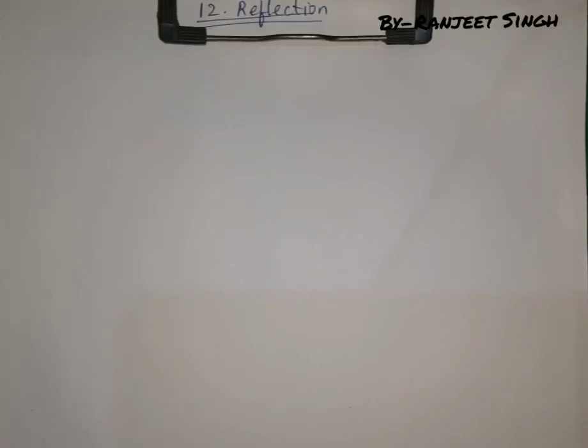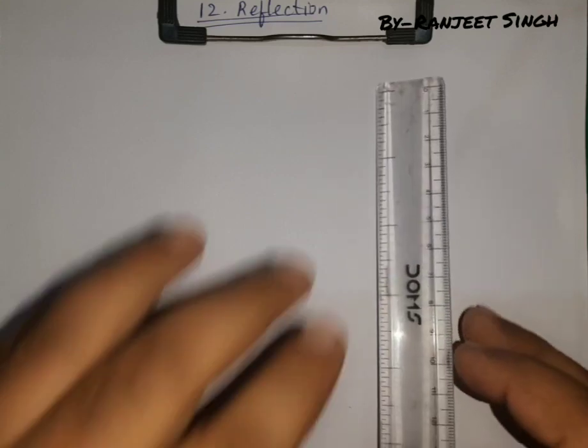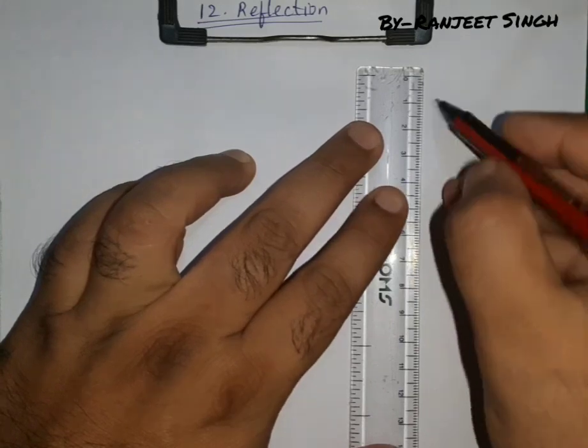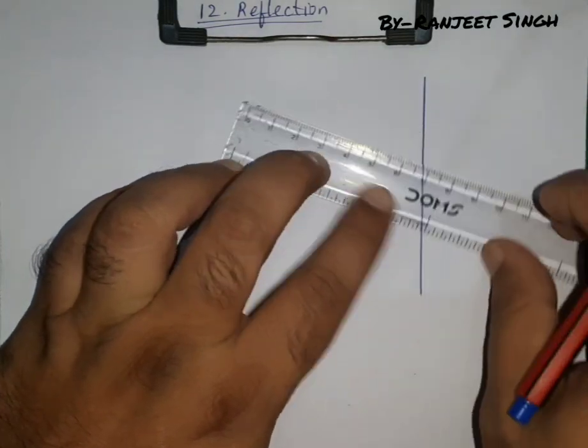Hello students, today we are going to start with our next chapter, chapter number 12, reflection. Before moving on to the topic, let us first revise some of the things that we have done already in coordinate geometry. In coordinate geometry, we are already familiar with the x-axis and y-axis. So let us revise some of the things that we have already done.